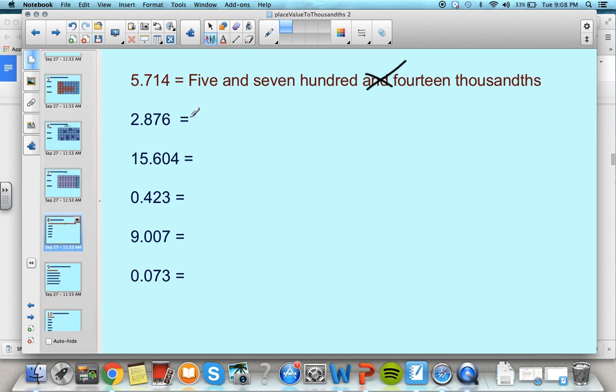I'd like for you to write out each of these and have a partner check your work. If they see that maybe you added an extra and, have them cross it out, just like I did here. When you're done, go ahead and check in with me and we will move on.